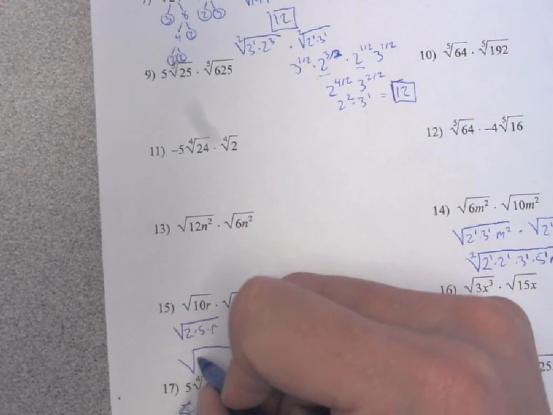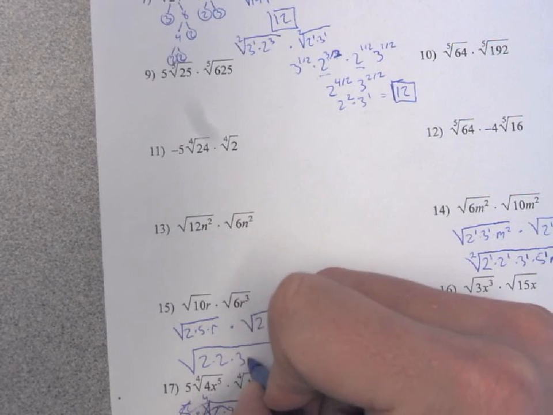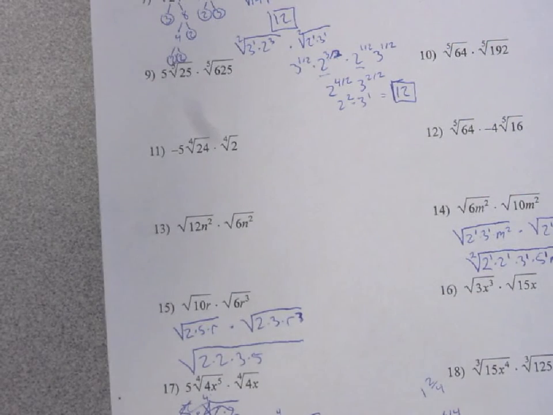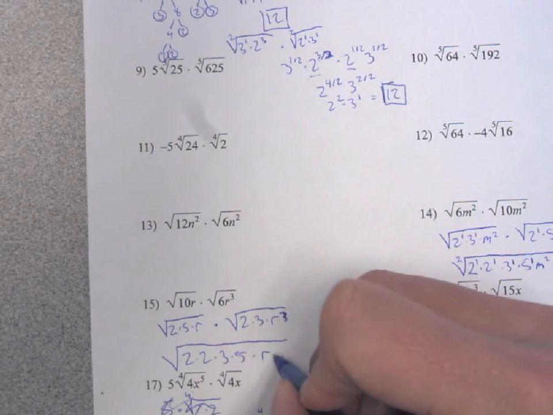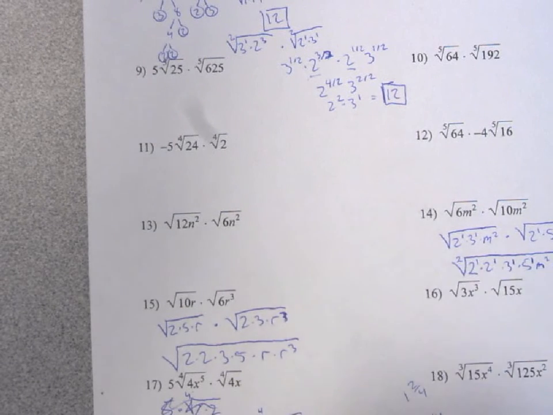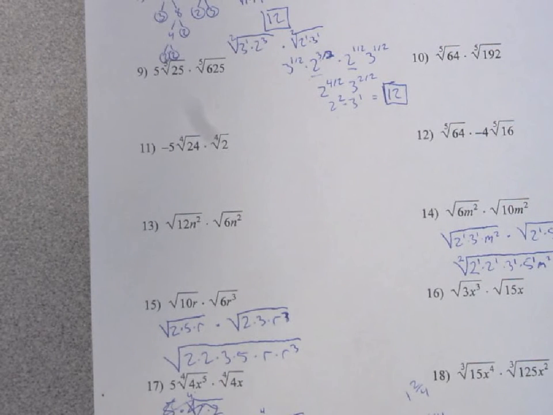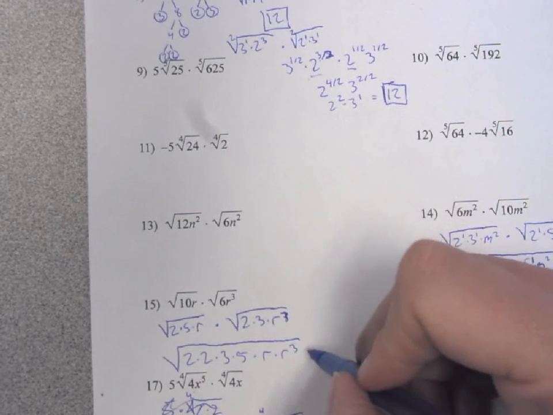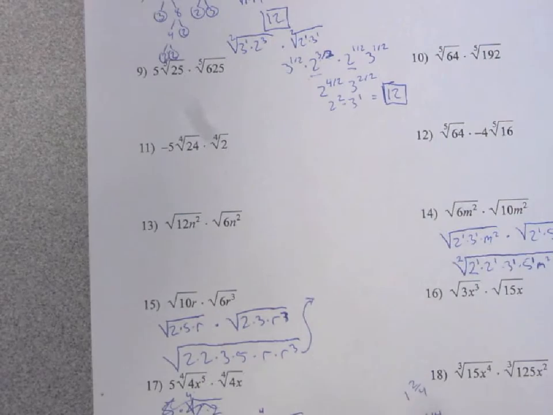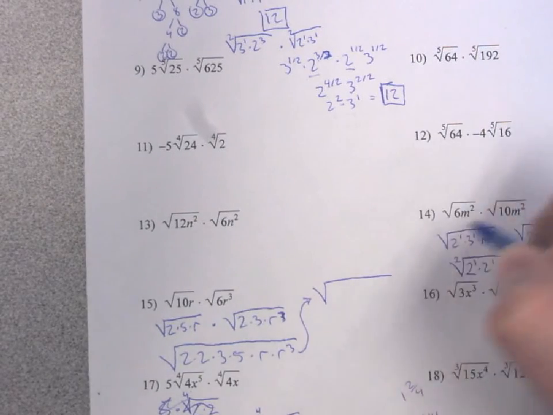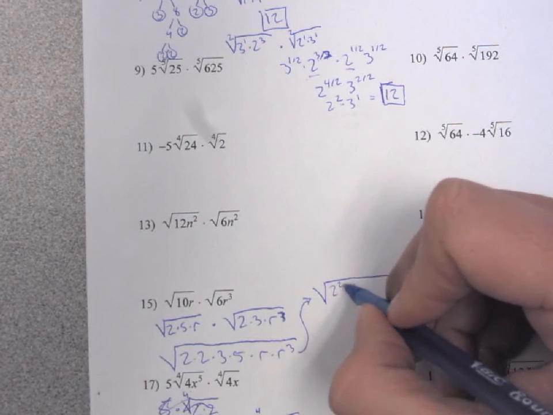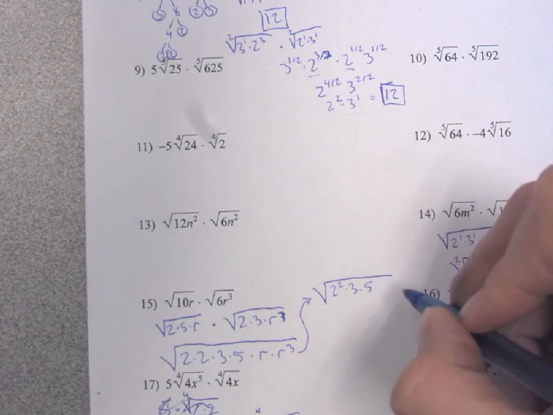So I would have 2 times 2 times 3 times 5, pretty similar to what we had over here on the other side. And then we have times r to the third. This is actually very, very similar to the last one. So if we group things in groups of powers of 2, I have the square root of 2 squared times 3 times 5.